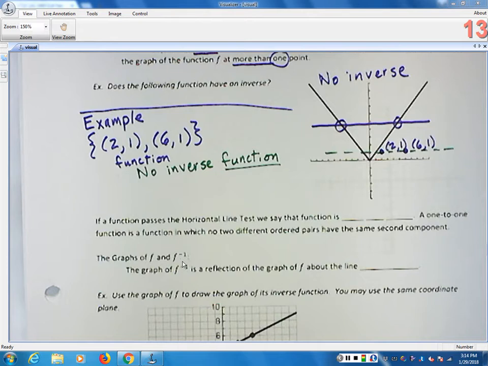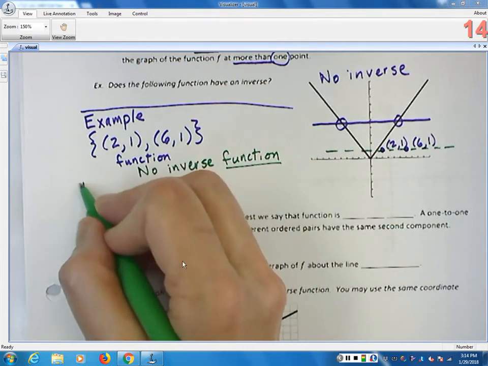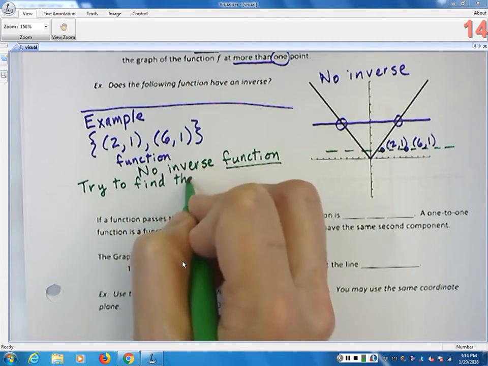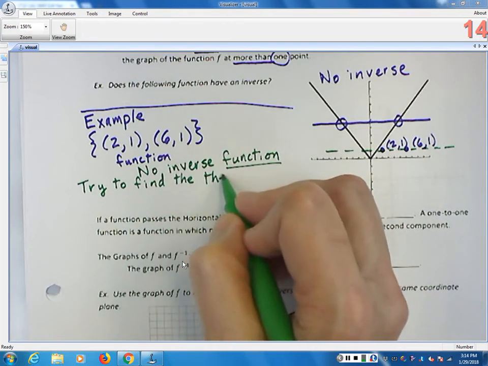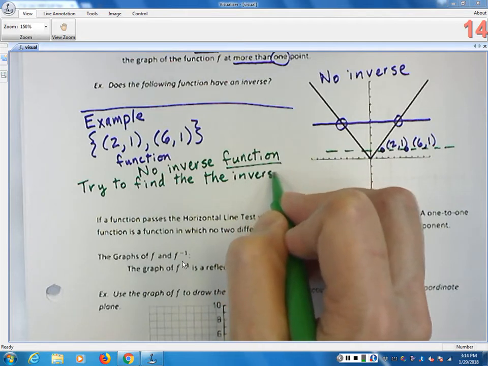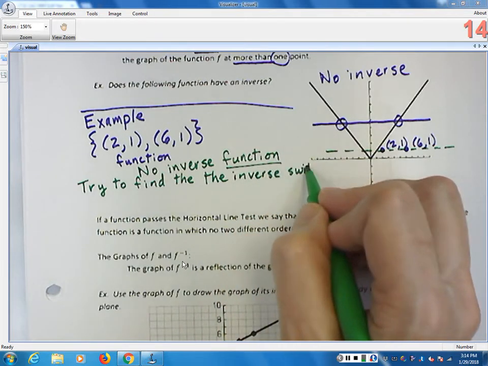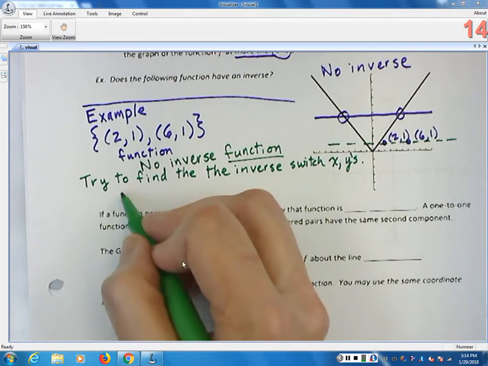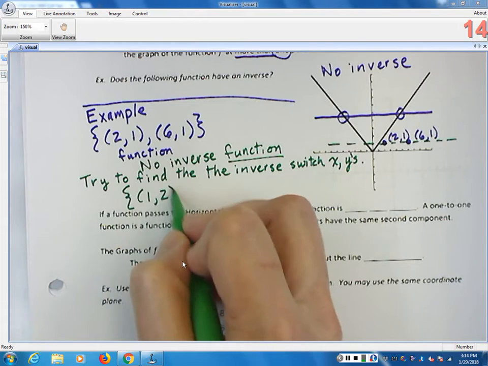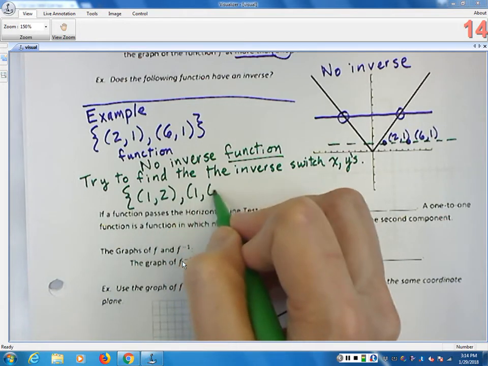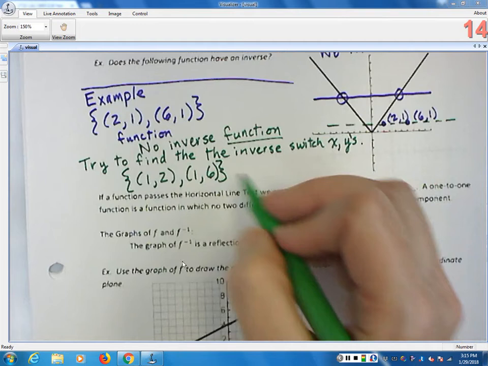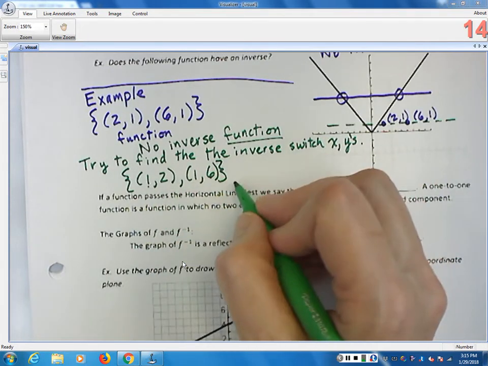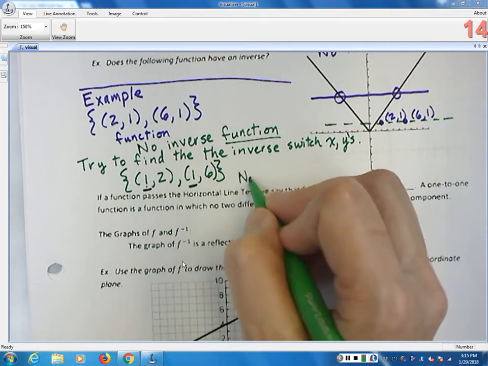You can try to find the inverse by switching the x and y. So for ordered pairs, you can try to find the inverse by switching the x and y's. So 1, 2, and 1, 6. Is this a function? No, it has the same x with 2 different y's. This is not a function.